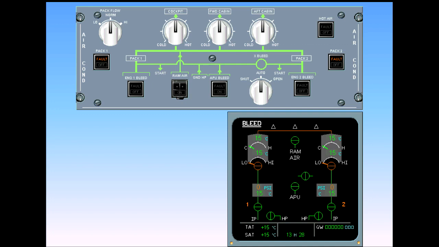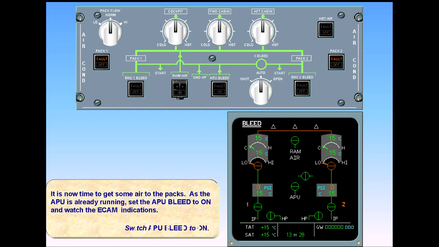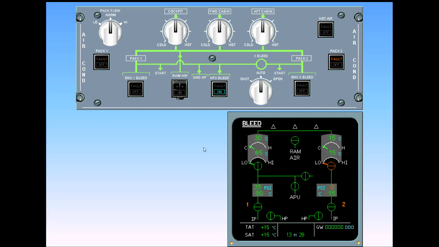It is now time to get some air to the packs. As the APU is already running, set the APU bleed to on and watch the ECAM indications. Switch APU bleed to on. Notice the APU valve indication has changed to inline green. The cross-bleed valve has automatically opened. Notice the cross-bleed switch is in the auto position.